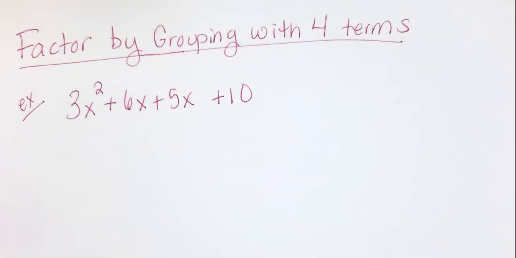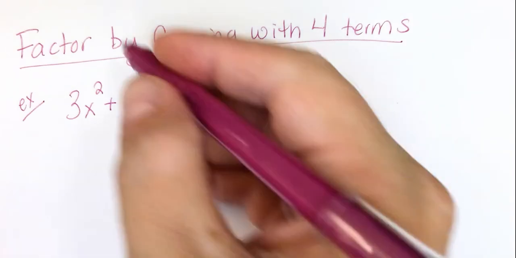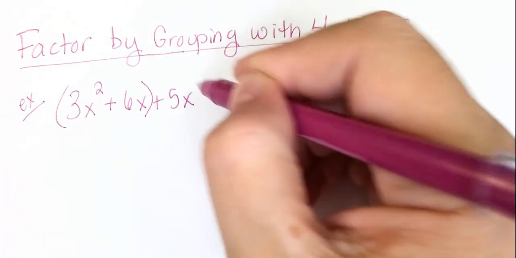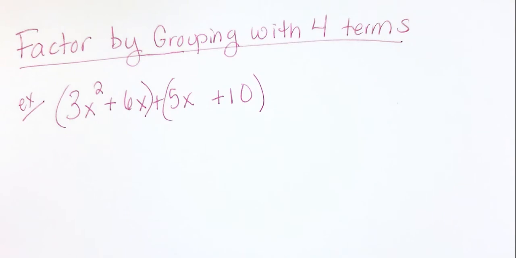So if we have four terms in a polynomial, then what we want to do first is group the first two terms together, and then we're going to group the second two, or the last two, together. So this is called factor by grouping, and the first step is to group. The next step is to factor out the GCF in each group.